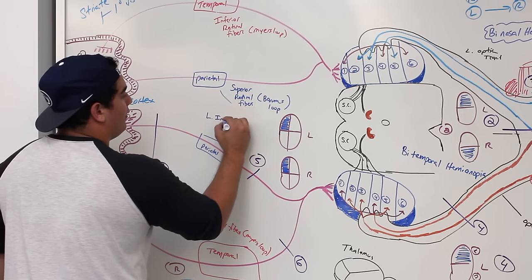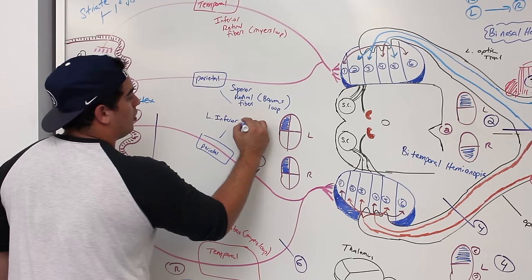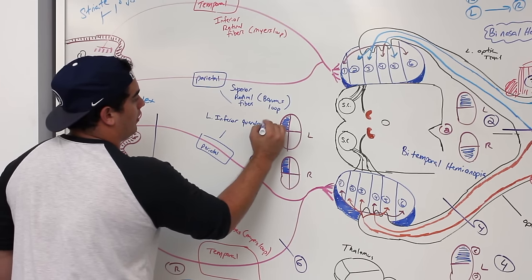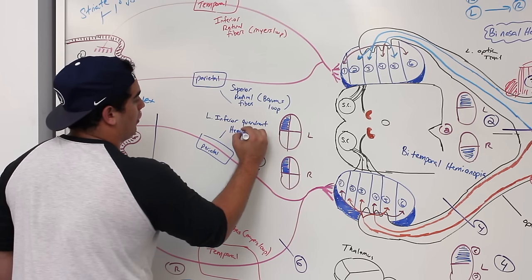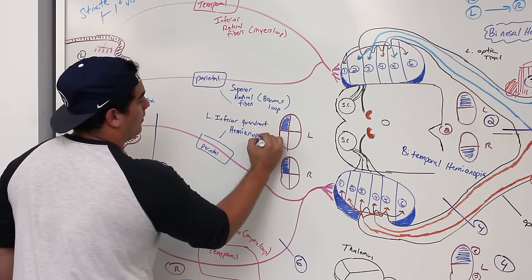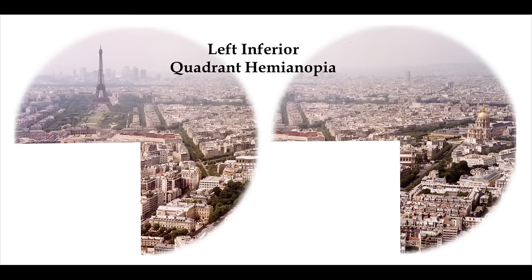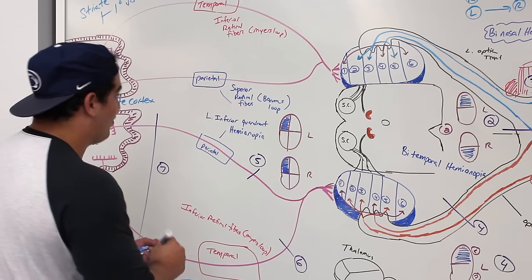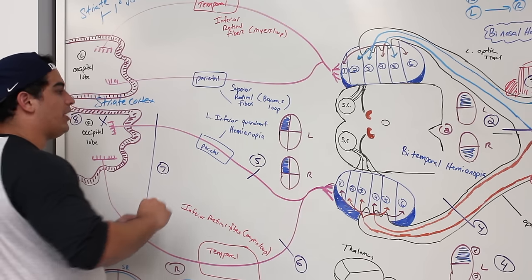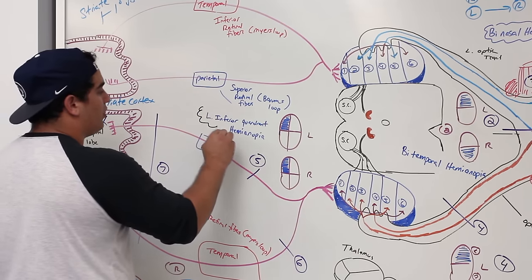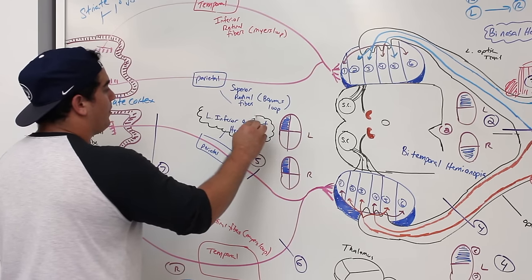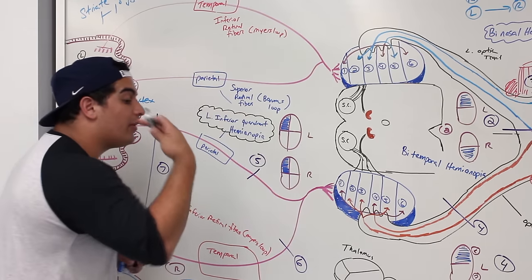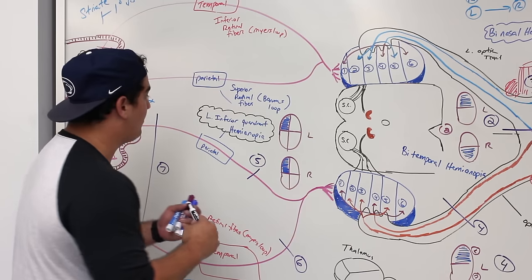Left inferior quadrant hemianopia. So, left inferior quadrant hemianopia, and it's because we're losing our vision within the left visual field and in the inferior plane.